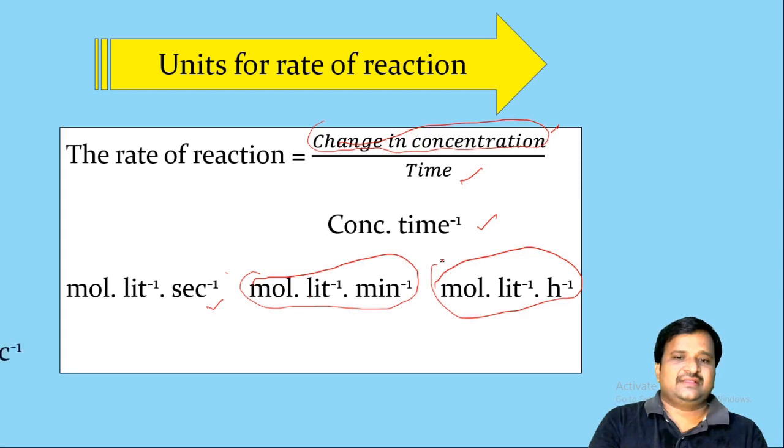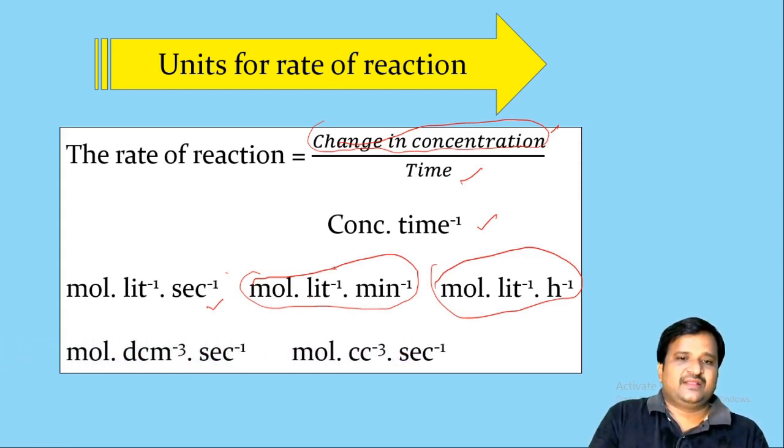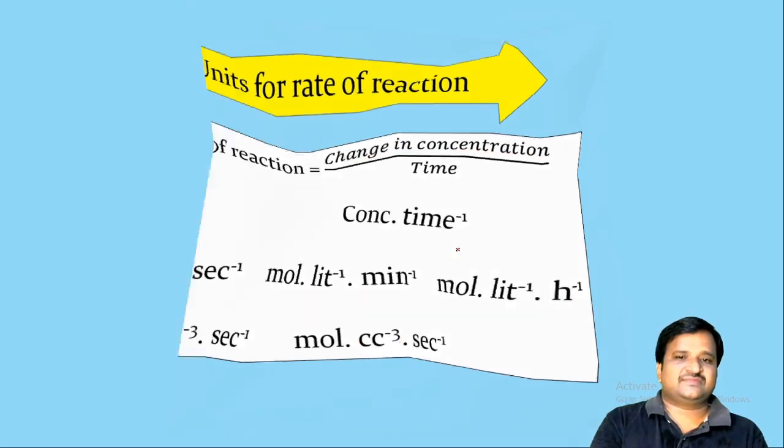The liter can also be expressed in other units: 1 liter equals 1 cubic decimeter, dm^3, and 1 liter equals 1000 cubic centimeters, cc. So these are the units for the rate of reaction in different forms.